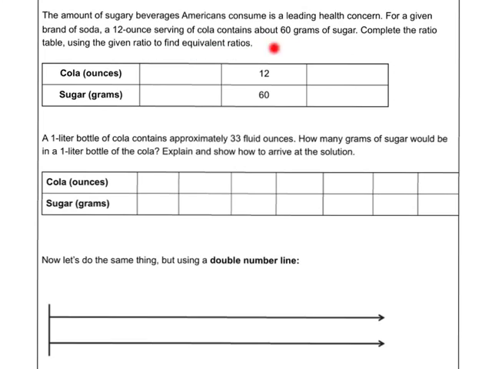So the ratio table gives us 12 ounces to 60 grams of sugar. So one thing we can do right off the bat, what's something we can do to divide to figure out an equivalent ratio? So we can divide or multiply it by the same number. So let's say 12, to go down, we're going to divide. We can divide 12 and 60 by 2. That's going to give us 6 and 30.